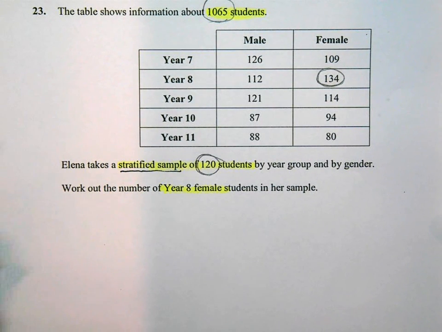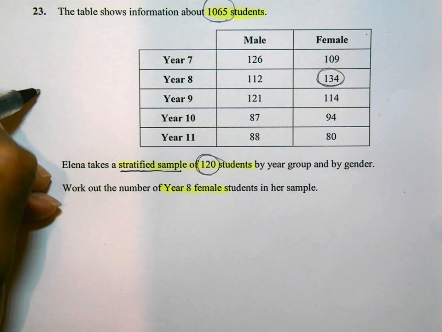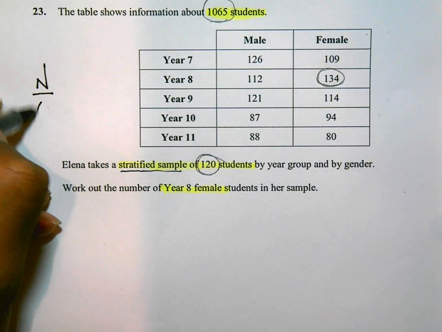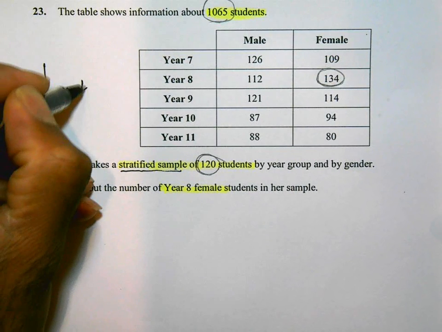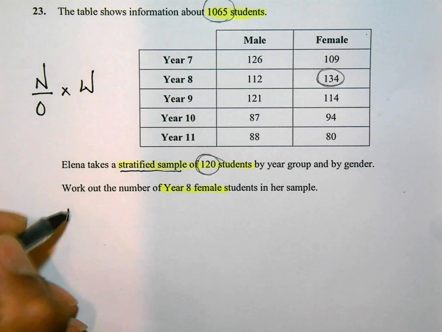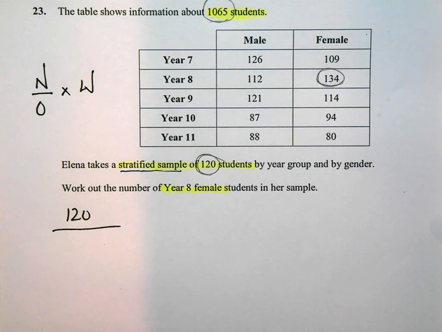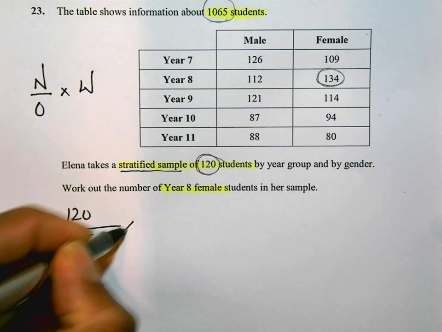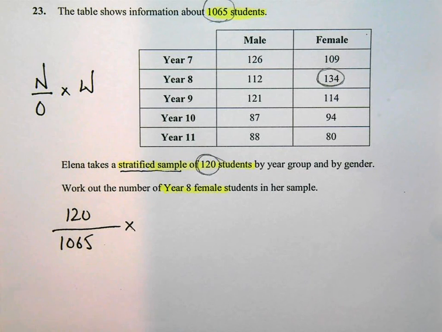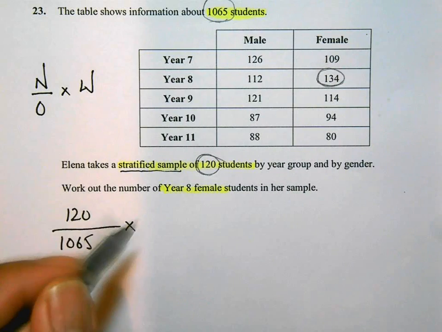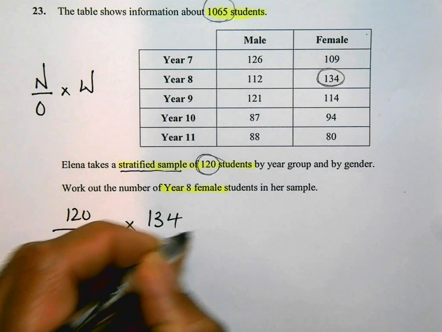With my class, we've come up with an easy way of actually remembering what you need to do. You need your new over your old times what you want. Okay, so the new sample size is 120. The old is the whole population, which is 1,065, times that by what you want, and what you want is Year 8 females, which is 134. Okay, and that's it.